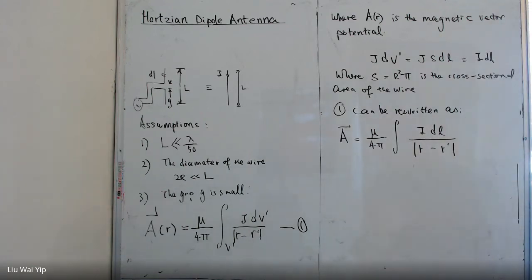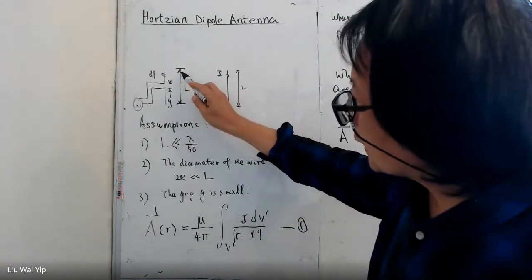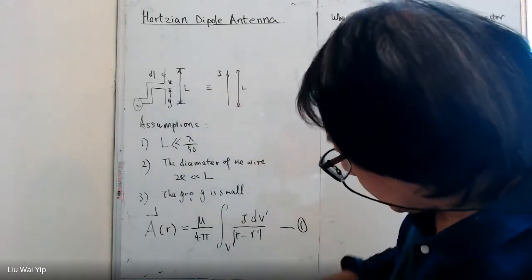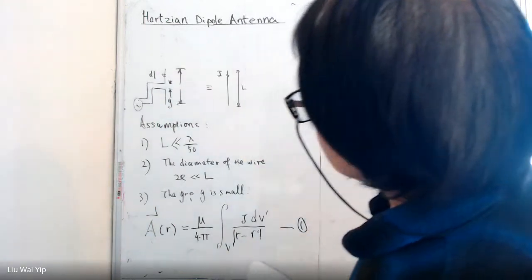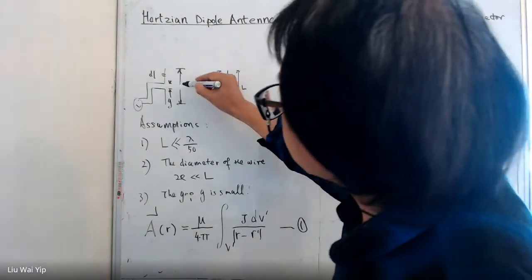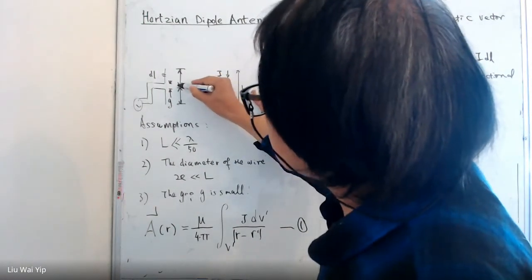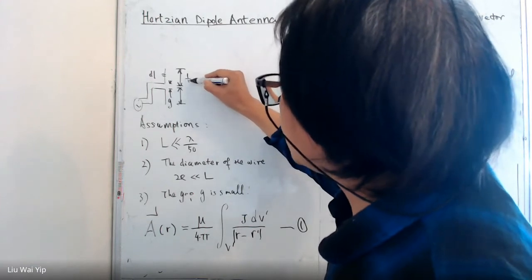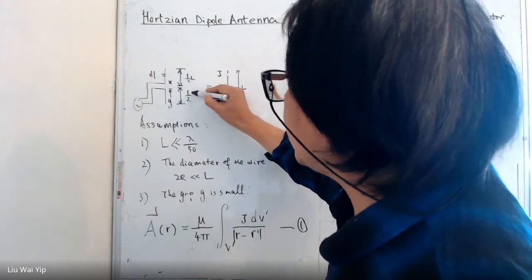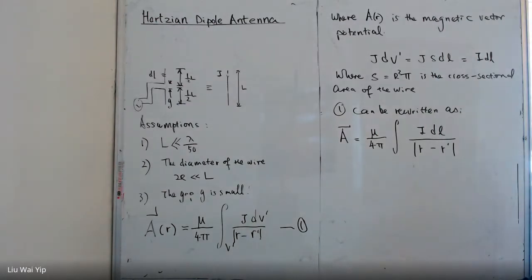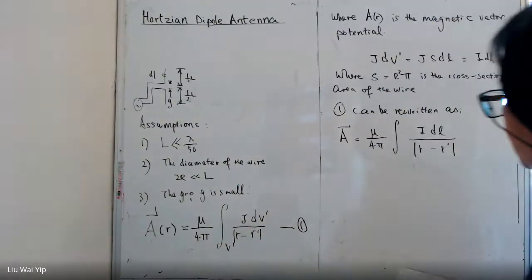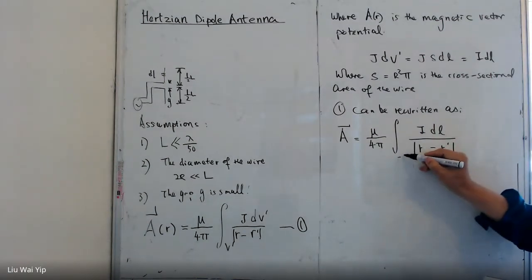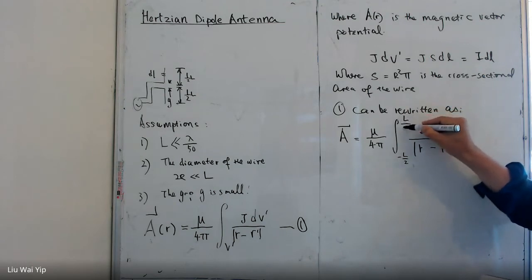And how about the limit of the integral? The length here is L. We can just assume it is a combination of two halves, so we have 1 over L here and 1 over L on the bottom. So this is the antenna that we are going to deal with, from minus L divided by 2 to L divided by 2.